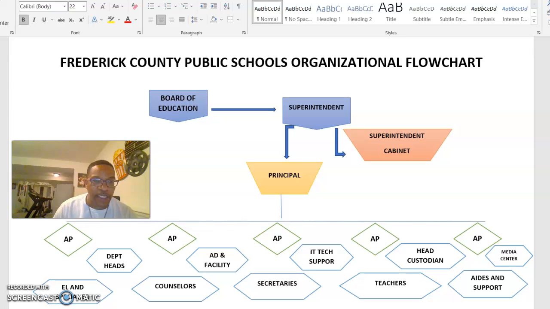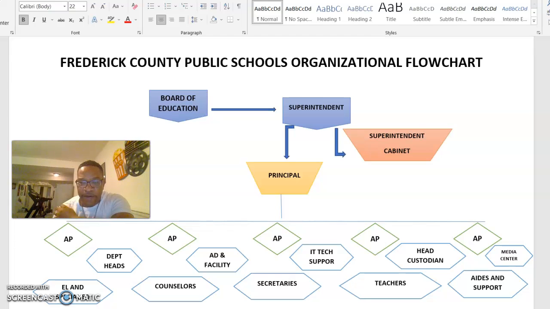All you see right there with the APs, those assistant principals, each assistant principal has a department chair or a department head with them. And we have our athletic director, also the facilities manager. We got our IT support, our head custodian, and the department. So that's probably about 10 to 15 employees that work for the head custodian.